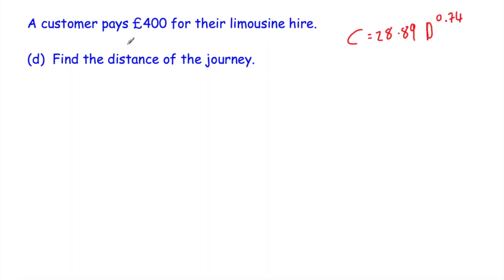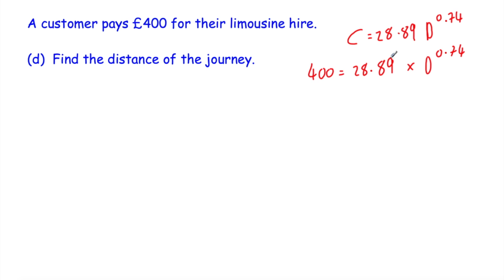Okay, and let's have a look at our last part. Our last part says a customer pays £400 for the limousine hire. Find the distance of the journey. So we want to find the distance this time. So we know the cost is equal to £400. So we've got cost is equal to 28.89 multiplied by d to the power of 0.74. We know the cost is £400. So we've got £400 is equal to 28.89 multiplied by d to the power of 0.74. Now we want to figure out what d is here.